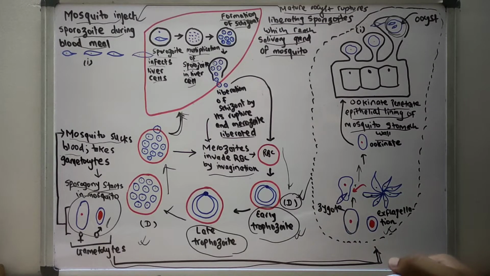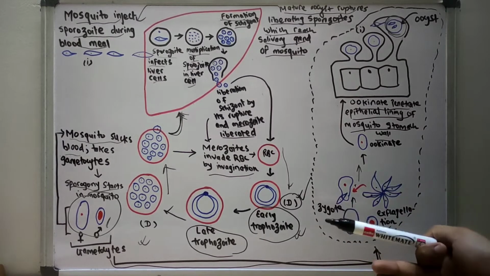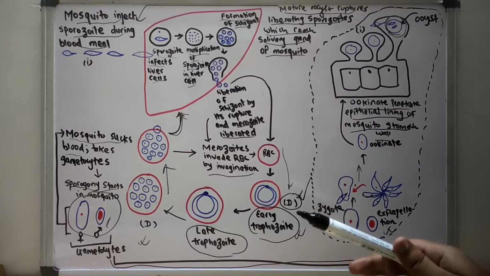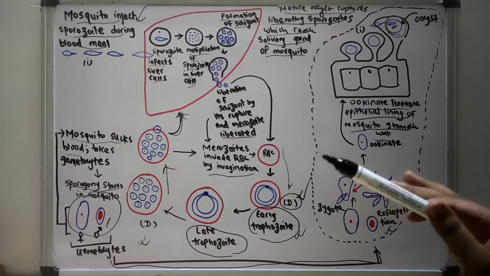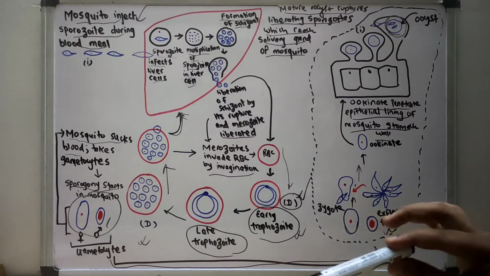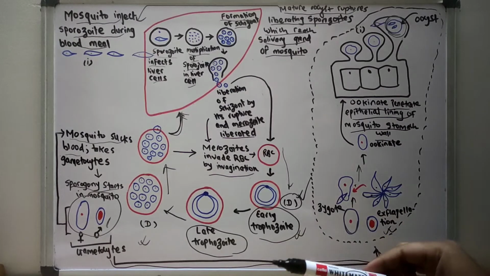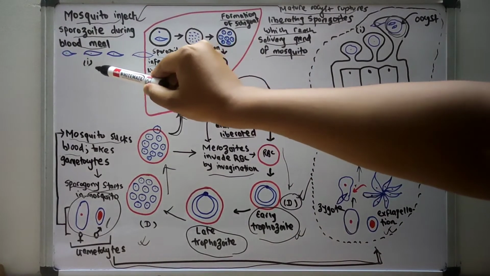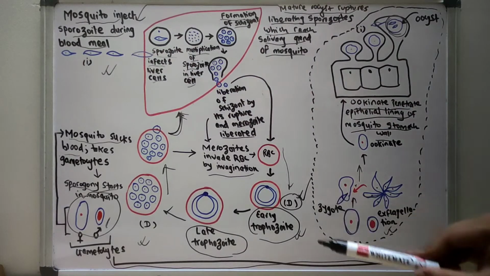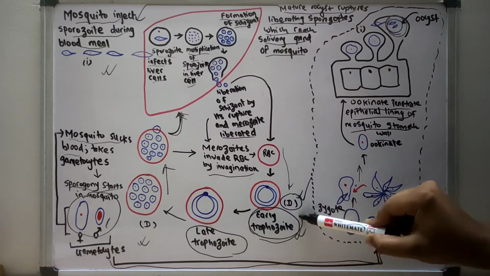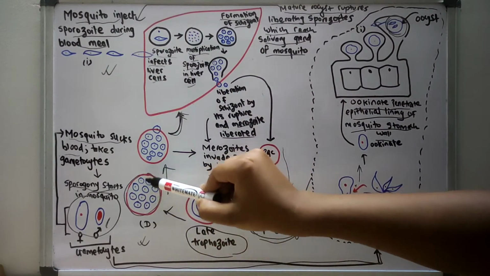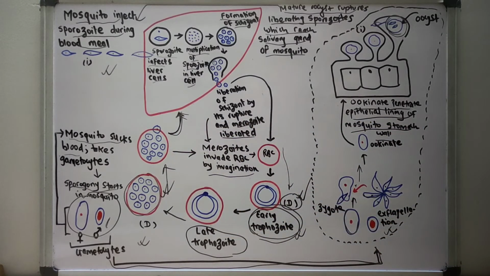So I hope you understood this topic on the Plasmodium species and its life cycle. The life cycle of the malarial parasite is a very important topic. So again, I want to emphasize the infective phase and the diagnostic phase. The infective phase is the sporozoite phase, and the diagnostic phase is the early trophozoite stage and the formation of the schizonts in the RBC.